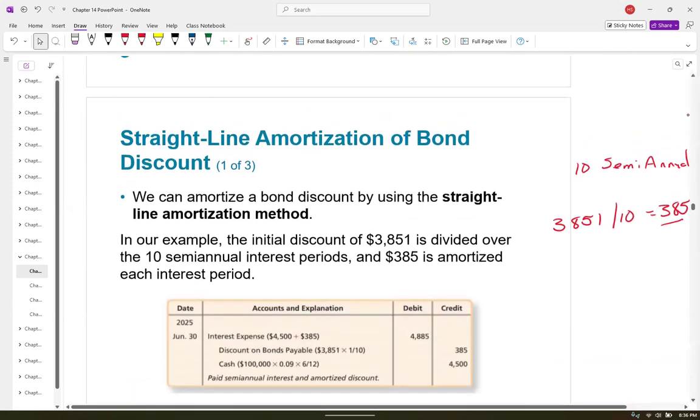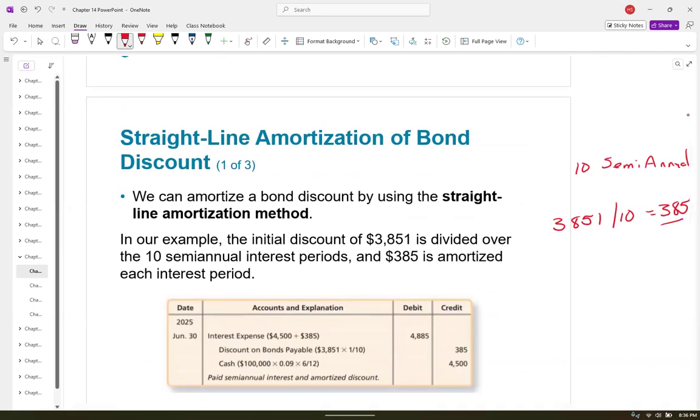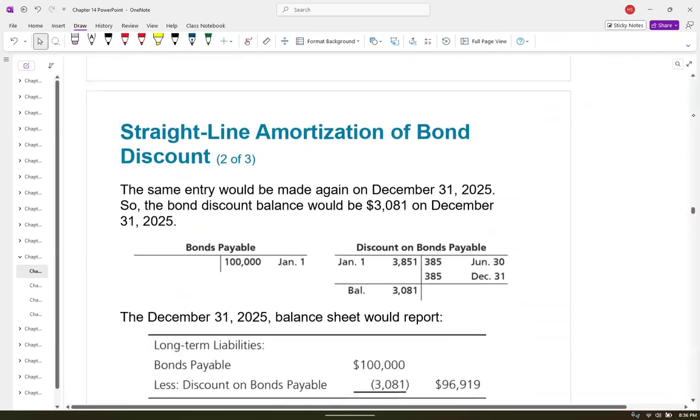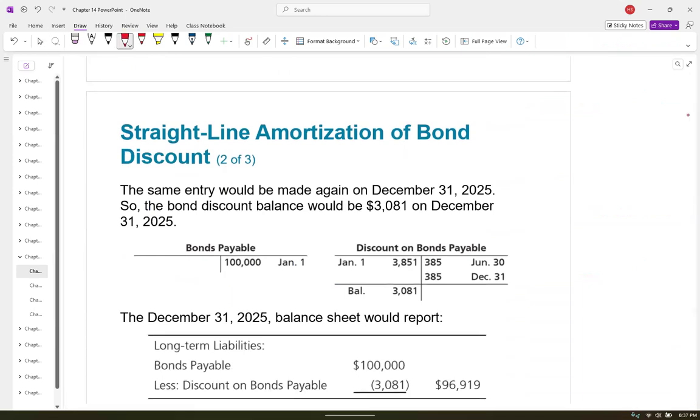So remember I said the cash is going to be the same. This is the same because that's what's printed on the bond. So what are we doing with this discount? They have T accounts down there. So I drew these T accounts out. We had that January 1st, we had 3851 in there. We are amortizing the 385 over those two interest periods, and that brings that discount down.